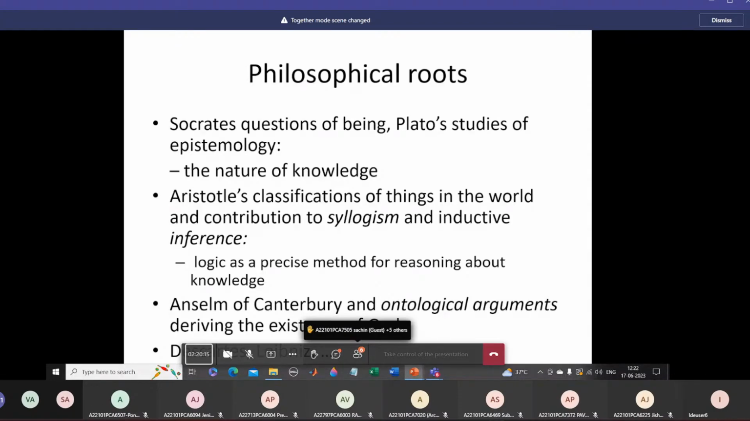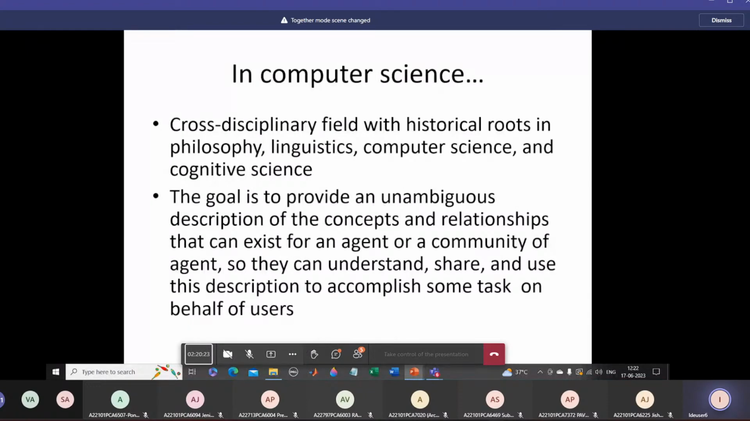So this is all the philosophical roots. Socrates, Aristotle has told, what Anselm has told, all these things. But in computer science, a cross-disciplinary field with historical roots in philosophy, linguistics, computer science, and cognitive science, the main goal is to provide an unambiguous description of the concepts and relationships. So that can exist for an agent or a community of agents, so that they can understand, share, and use the description so that they can accomplish some task on behalf of these users.